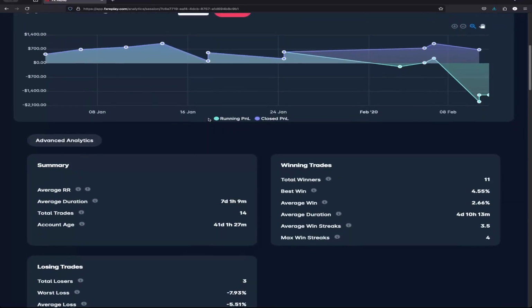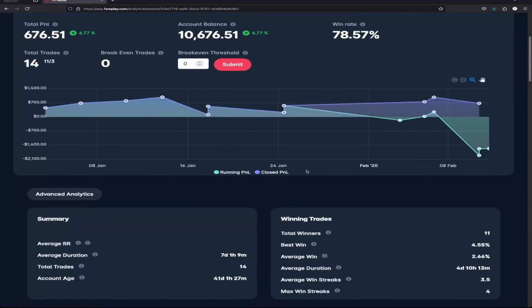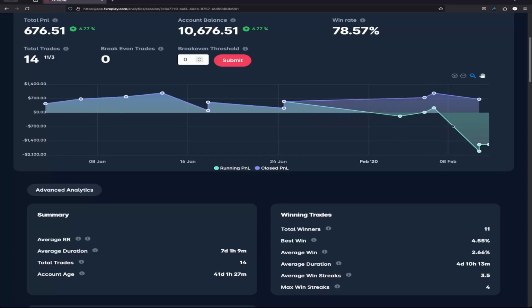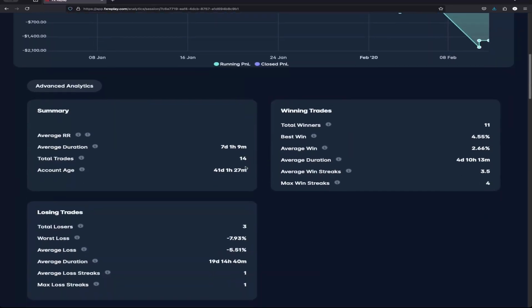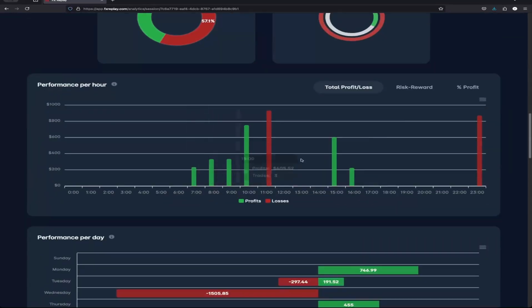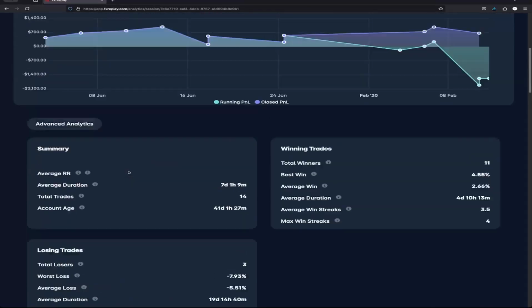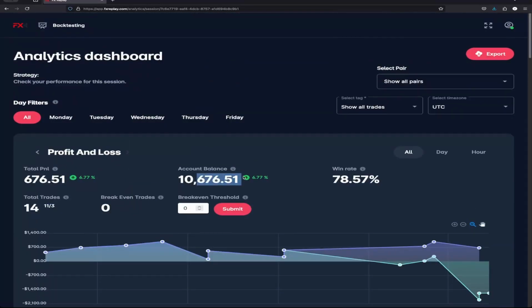So let's see. We started on January the 1st. We are now on February the 8th. Nice. Our equity, of course, is lower. Remember, we haven't trimmed a few trades and we have a few running losses. So yeah, we made about 1% in January, and we are up like 6% on the account balance side of things.